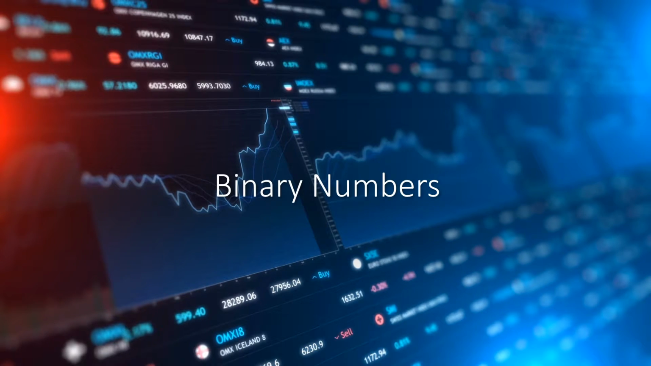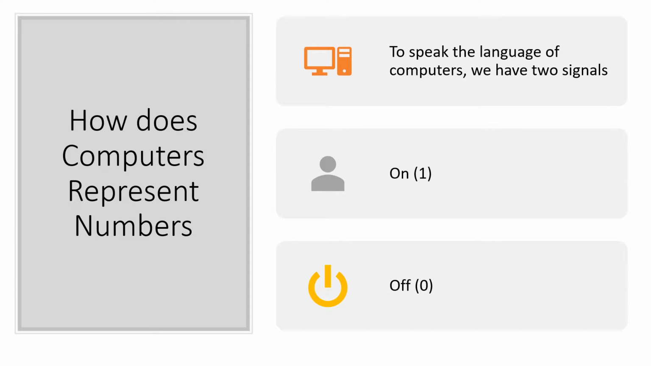Binary is the way computers represent numbers. So let's talk about that. How does a computer represent numbers? Well, computers speak a language consisting of two signals. The signal is either going to be on, which is represented by 5 volts, or off, which is usually represented by 0 volts of electricity.